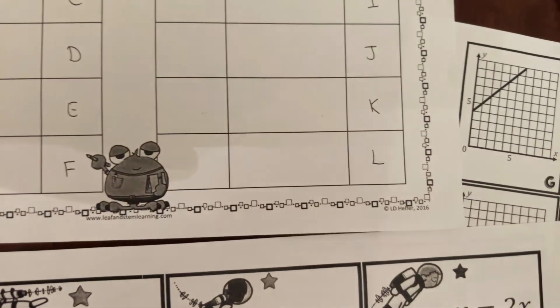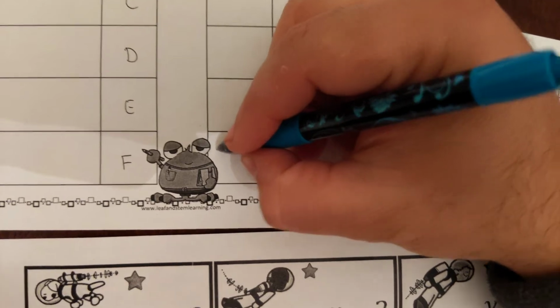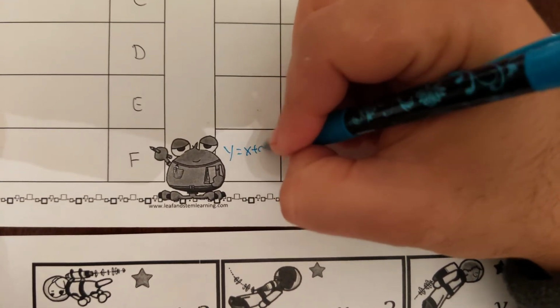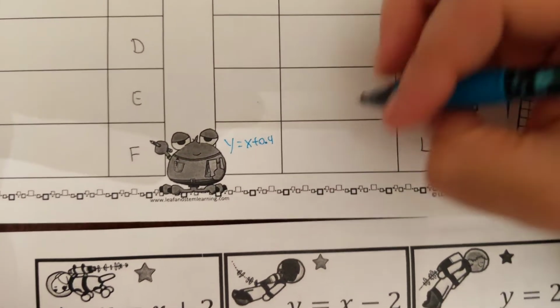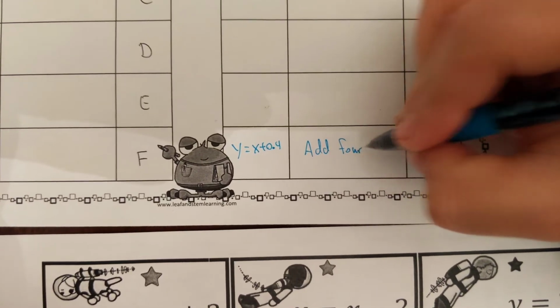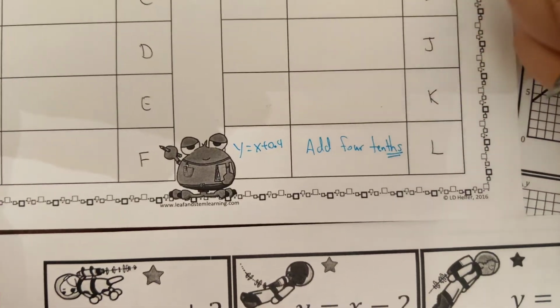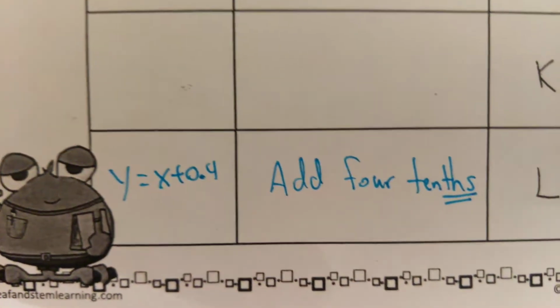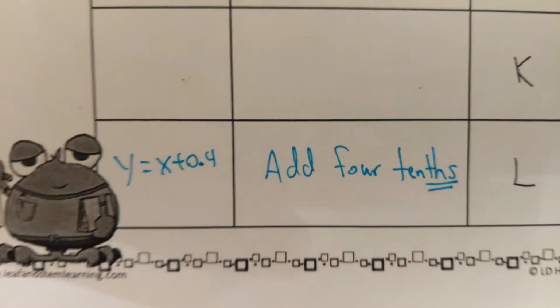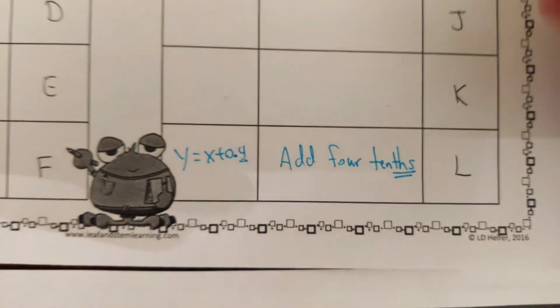So I gave you the first one, I gave you the last one. So this would be y is equal to x plus 4/10. And the pattern is adding, and we'll do it in words, 4/10. Remember to have the THS at the end, because that's important, because you're talking about a decimal number. The 4 is in the tenths place value. Okay, so that's how you do this activity.